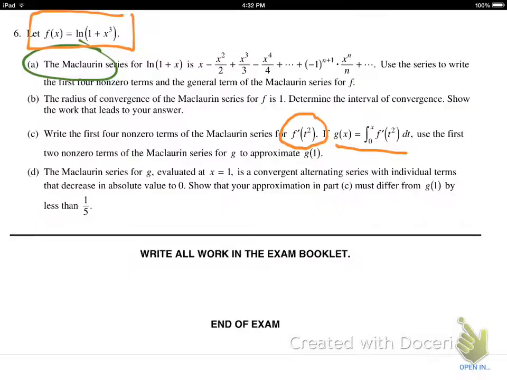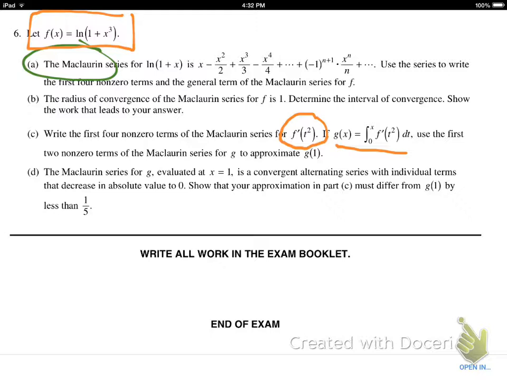All right. So let's go all the way back, and take a look at part D. It says the Maclaurin series for G evaluated at x equals 1 is a convergent alternating series with individual terms that decrease in absolute value to 0. So in that sentence right there, they're giving you a lot of information to save you a lot of work. They don't want to see you do this work. They want to see what you can do as a result of this work.